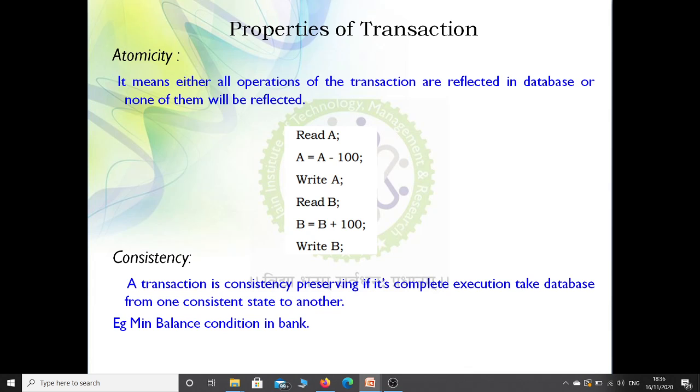Whether it should be lost? No. So in that case, what is desirable? That 100 rupees should revert back to account A. Most of the time it may happen with you.